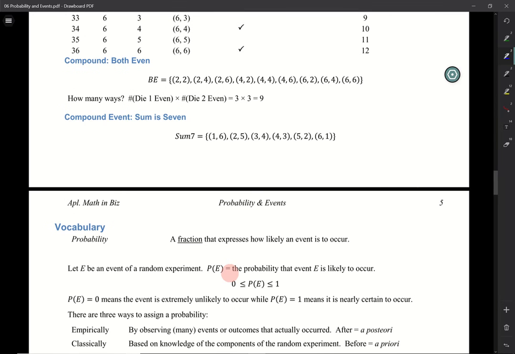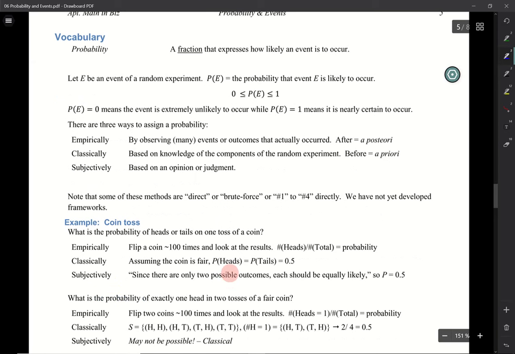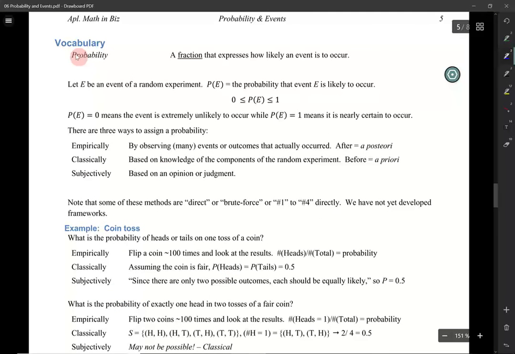Okay, so that was sort of the warm-up, and remember that we define probabilities on events, right? So once we have the events, then we assign probabilities. And so what are probabilities? Probabilities are fractions, right? If E is the outcome or the result or an event of a random experiment, then the probability of E is the probability that E is likely to occur, and it can be 0. 0 means that it's extremely unlikely. Doesn't quite mean that it's impossible.